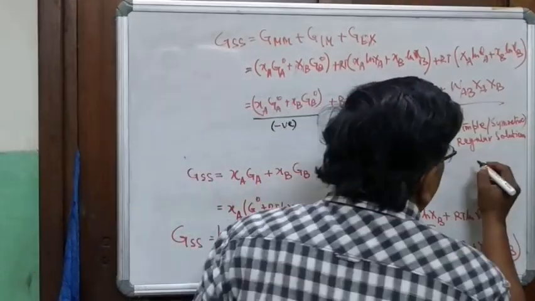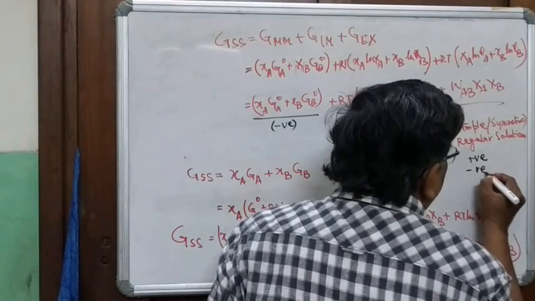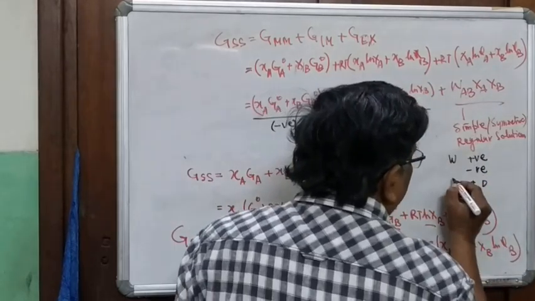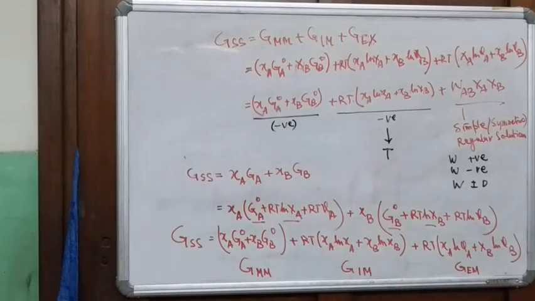And this term can be positive, it can be negative. W can be positive, W can be negative, W can be 0. We will see the effects of it in the next lecture.